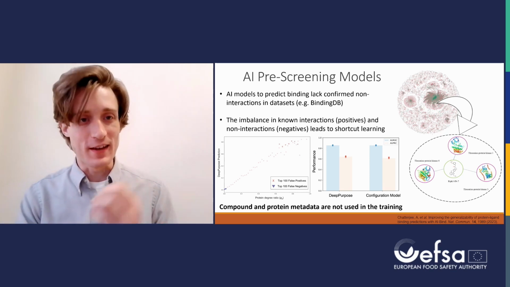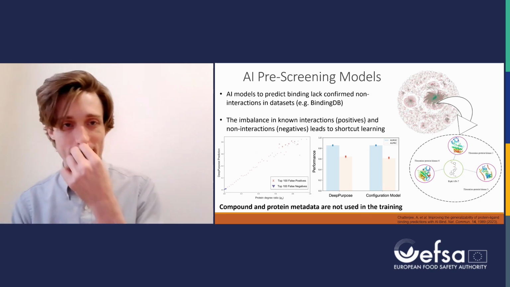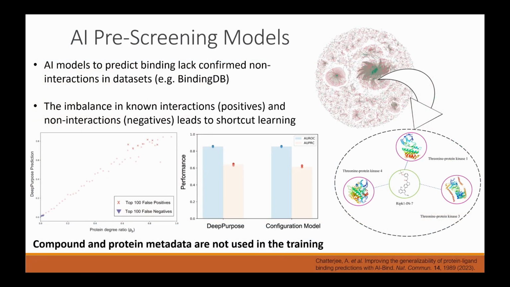And so when we take these AI models and try to run them, what we find is that there is a lack of negatives or non-interaction data within these data sets, for example, BindingDB. And this lack of negatives means that there's an imbalance between positive CPI, compound protein interactions, and negative CPI. And this causes a lot of false positives and false negatives, as we see on the left here, where the AI tool is learning a shortcut rather than learning some features.